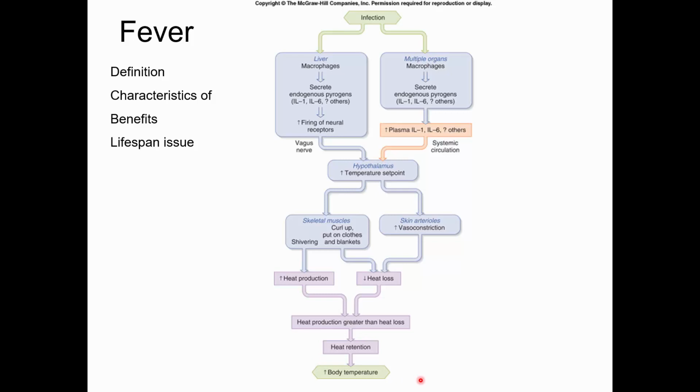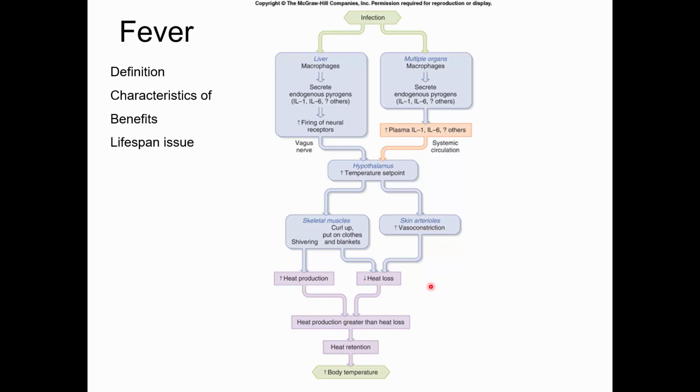Now, they get better, the temperature breaks. What does that mean? The temperature set point goes back to where it should be. So the temperature set point is 37, but your body's been at 38. Now you feel hot, and you sweat, and you throw off the covers, and you try to reduce your heat production and try to increase your heat loss. So fever is a nice application of feedback.